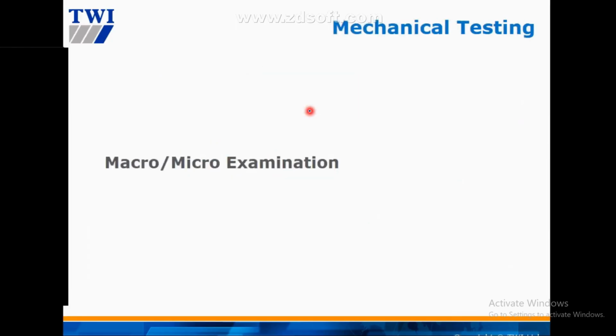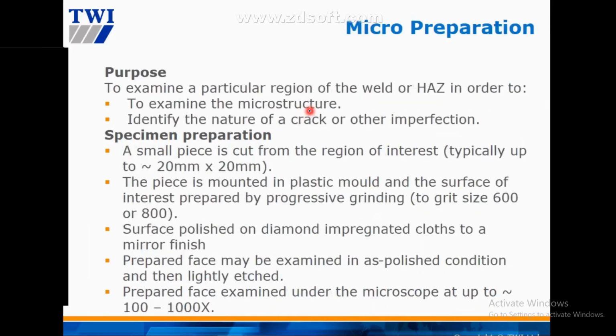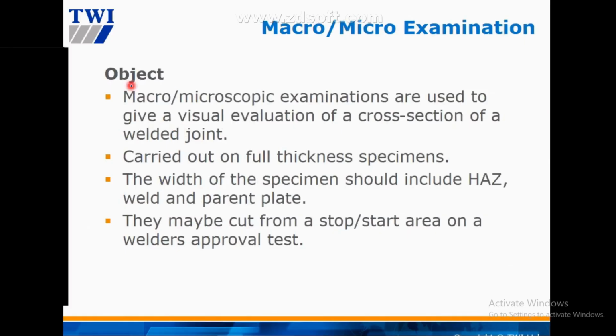All right, macro and micro. I will forward this because they keep repeating the same thing. Objective: the purpose of macro or microscopic examination is to give a visual evaluation of the cross-section of the welded joint, carried out over the full thickness. Width of specimen should include HAZ and parent plate, may be cut from the start area on the welding approvals test.